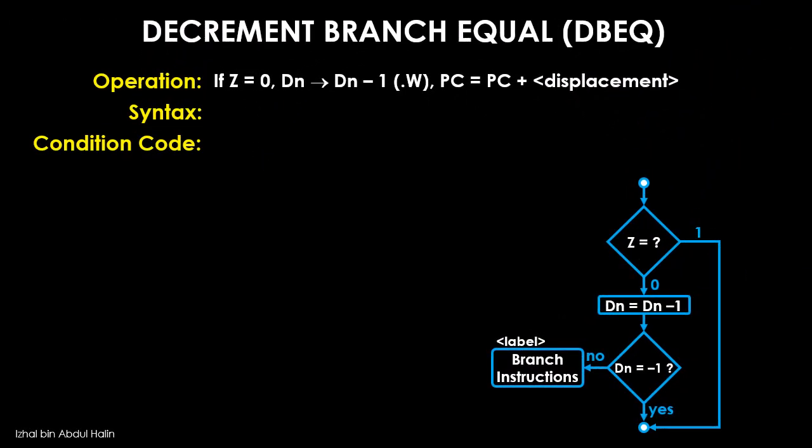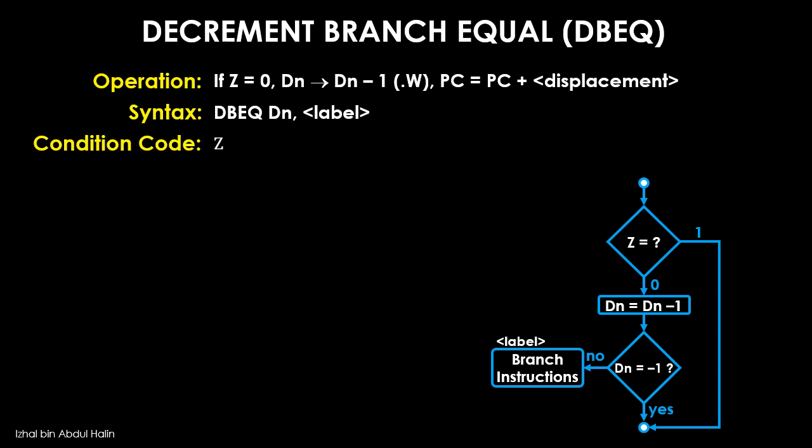Let's study the decrement and branch on equal instruction. This instruction first checks the Z flag's value. If the value is 0, a branch is initiated as shown in the flowchart below. It's exactly the same as explained in the previous slide. If Z equals 1, the branch does not occur. The general syntax is DBEQ Dn, label. As you might have guessed, the condition code checked for branching is only the Z flag.